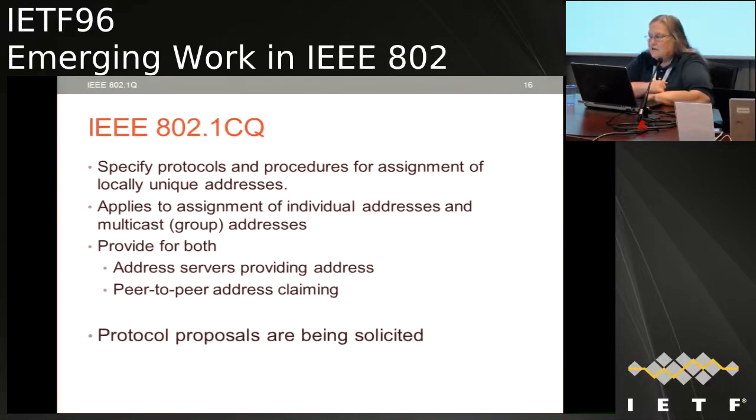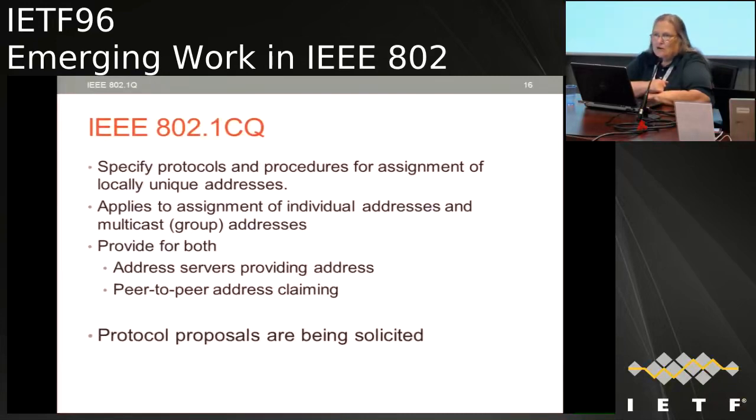It applies to the assignment of individual addresses and multicast group addresses. It would provide for both address servers providing addresses and a peer-to-peer protocol where a node tries to claim an address, and if there's a conflict detected, gets told that the conflict exists by the peers, and then tries a different address. So there's two mechanisms for getting addresses that will cooperate.